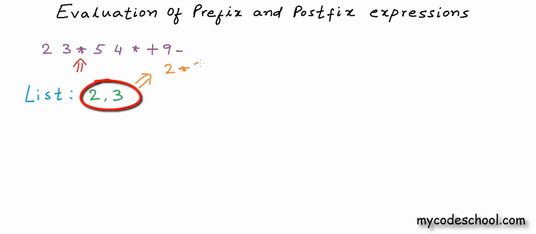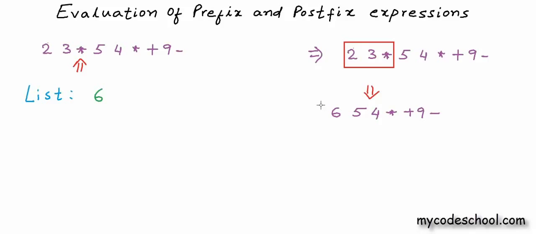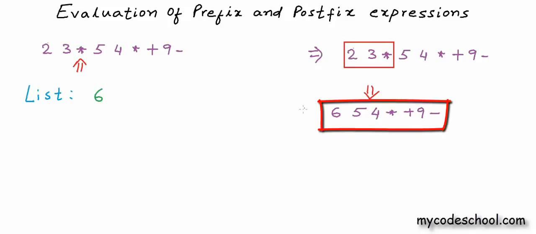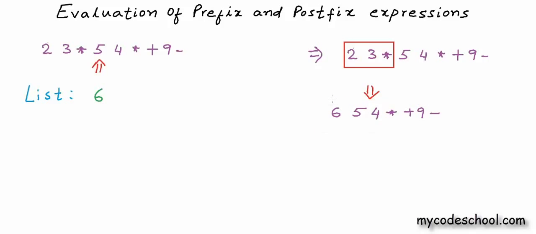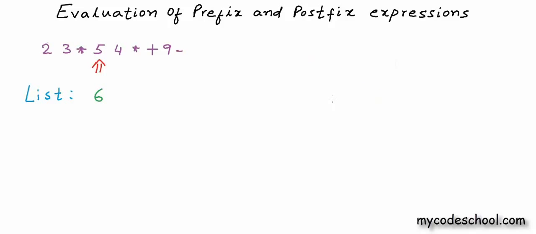It should be 2 into 3, and with this multiplication we have reduced the expression. This 2 3 asterisk has now become 6. It has become an operand that can be used by an operator later. We are at this stage right now that I'm showing on the right. I'll continue the scanning. Next we have an operand. We'll push this number 5 onto the list. Next we have 4, which once again will come to the list.